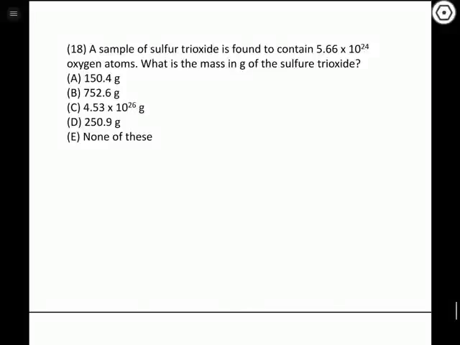Okay, number 18. A sample of sulfur trioxide is found to contain 5.66 times 10 to the 24 oxygen atoms. What is the mass of the sulfur trioxide, ignoring the spelling mistake I made in sulfur? Okay, so this is a standard conversion problem. We're sort of moving back in time a little bit. This is not the most recent stuff. But we're looking for the mass of sulfur trioxide.